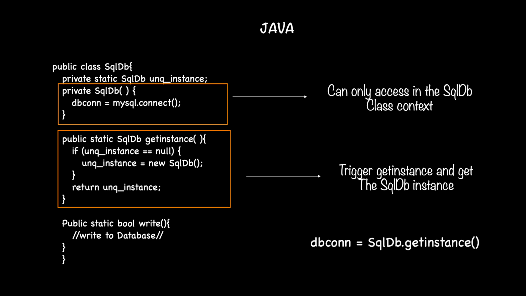This is how we are going to get the instance of SQLDB without triggering the constructor from outside of the scope of the SQLDB class, and we will always make sure that we have only a single instance no matter how many times we call the getInstance method.